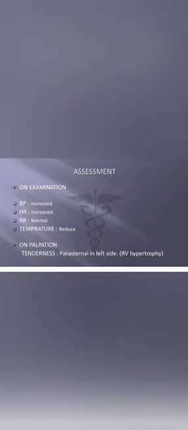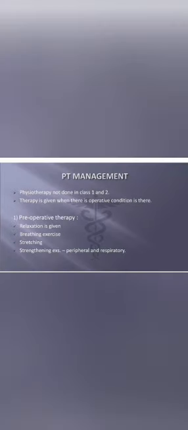So here we can see peripheral cyanosis. In body build we have to examine for edema, and the breathing pattern, whether it is normal or not. During the examination we assess BP, which may be increased, heart rate increased, respiratory rate normal, temperature reduced, and palpation: tenderness over the left side, hypertrophy can be seen. Breath sounds absent, low pitch sounds, abnormal heart sound, first sound is loud.